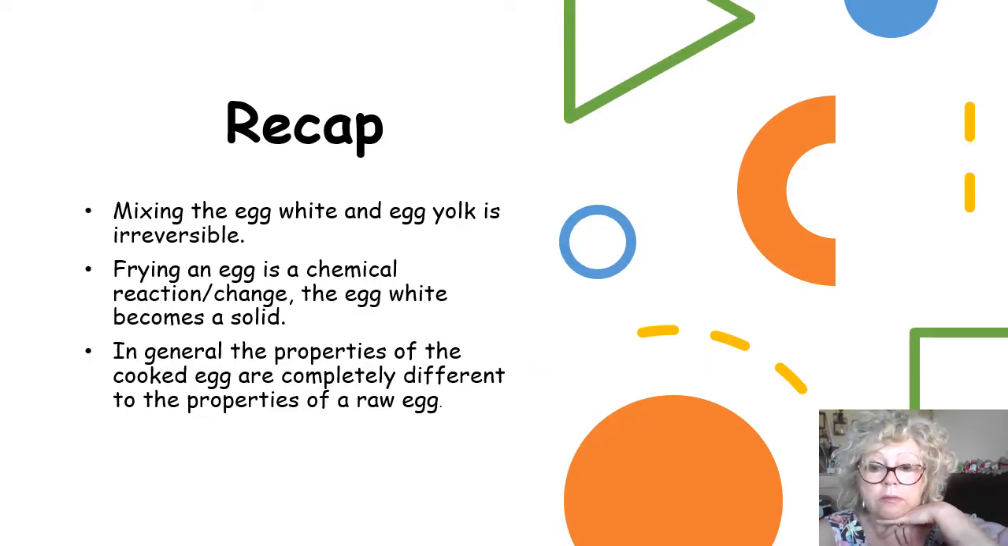Okay, so a quick recap. Mixing the egg white and egg yolk is irreversible. Frying an egg is a chemical reaction change. The egg white becomes a solid. So in general, the properties of the cooked egg are completely different to the properties of a raw egg. I'd like you to stop the video and write that down in your book, please.